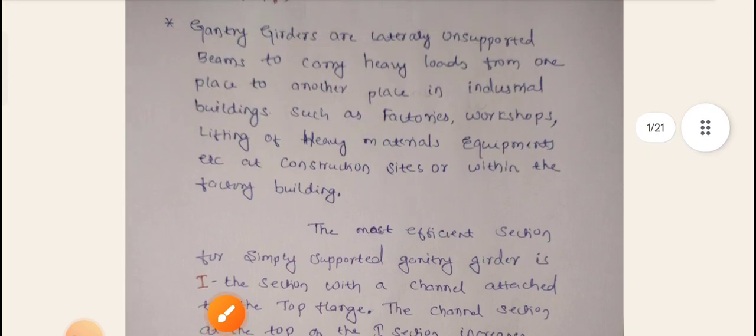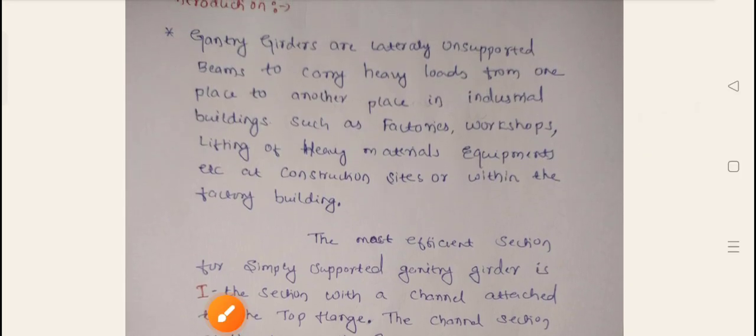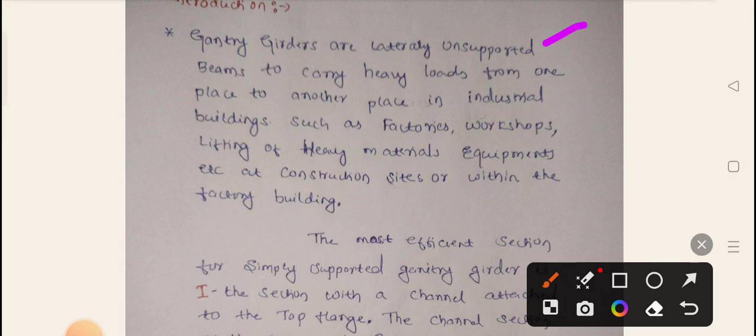First I will define what I mean by gantry girder. Usually gantry girders are laterally unsupported beams to carry heavy loads. What is the difference between beams and girders? Usually beams take less load. When it is taking maximum loads, more loads, then we call it a girder. So how do I define a gantry girder? Gantry girders are laterally unsupported beams to carry heavy loads from one place to another place.